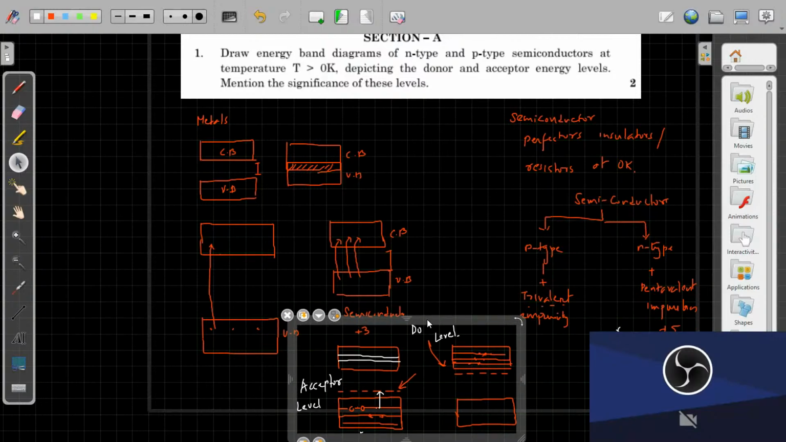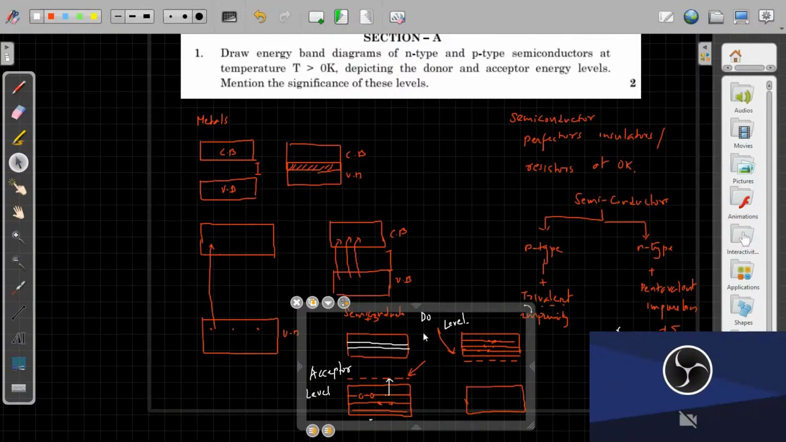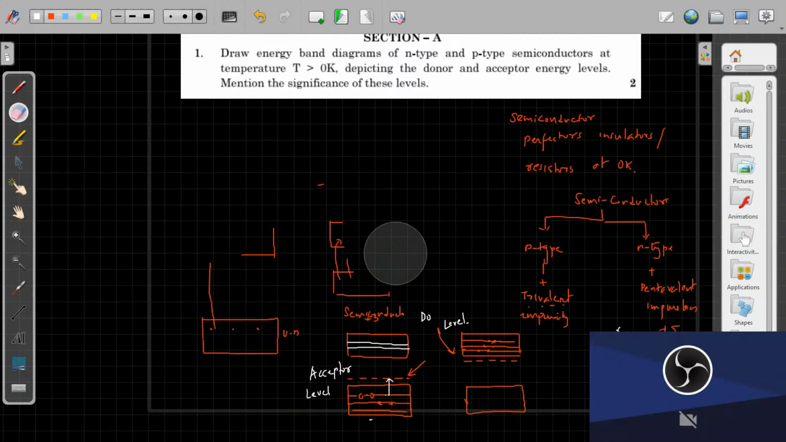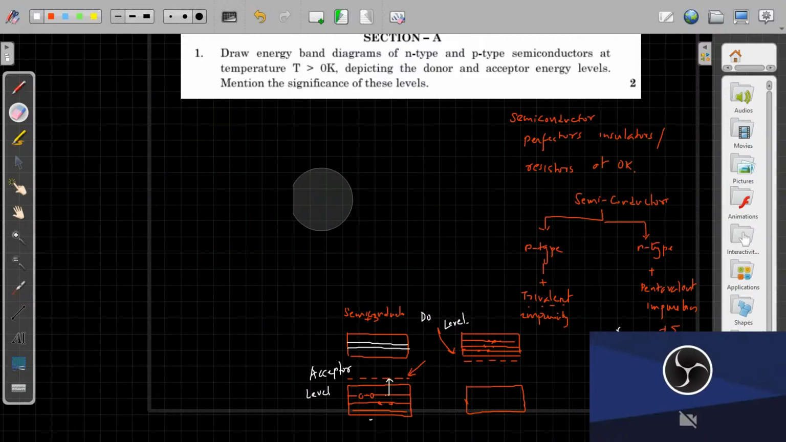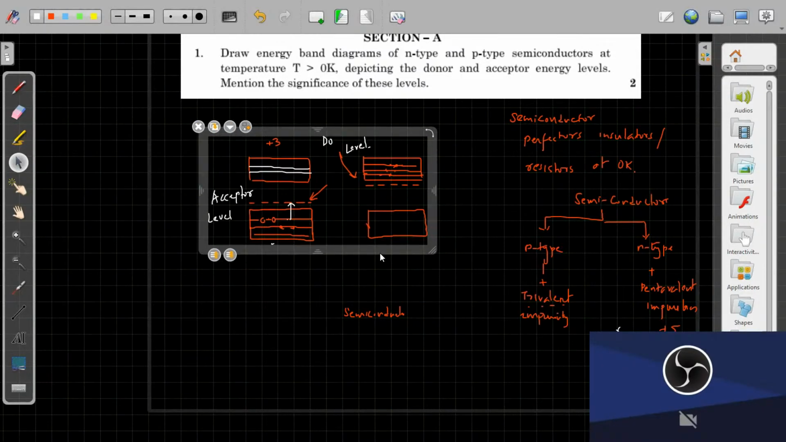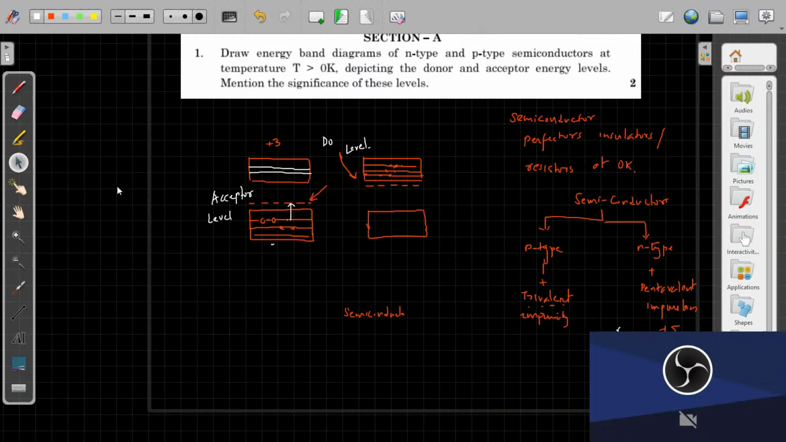2 marks done. I just gave you the revision so that you know what to do or what not to do. Okay, so I will clean this. These are just for your revision purpose. So the answer is this one. So 2 marks done. Here are the bands.